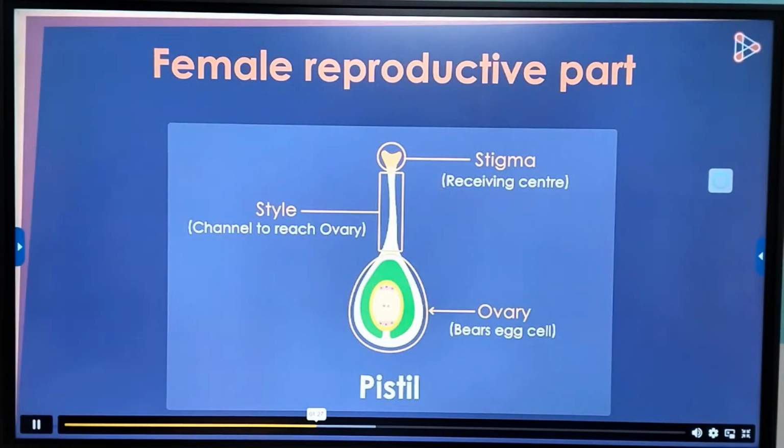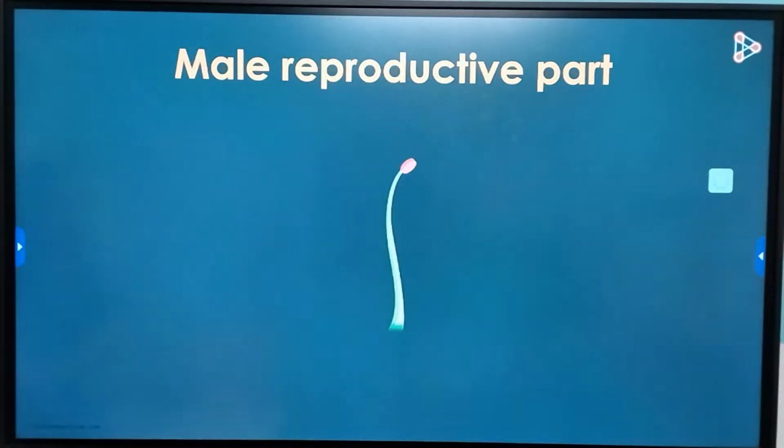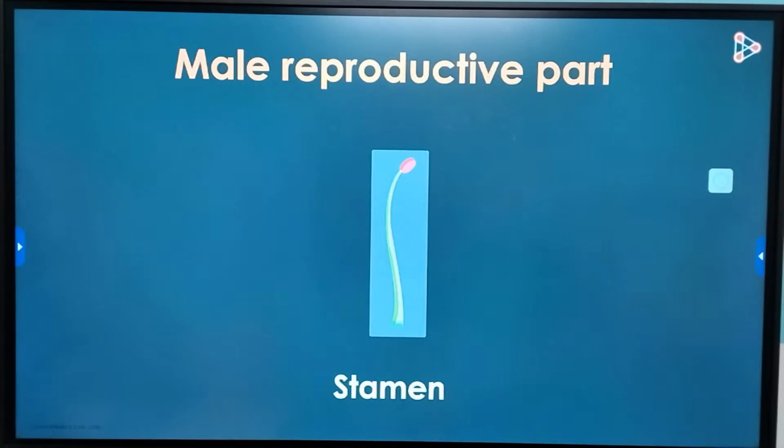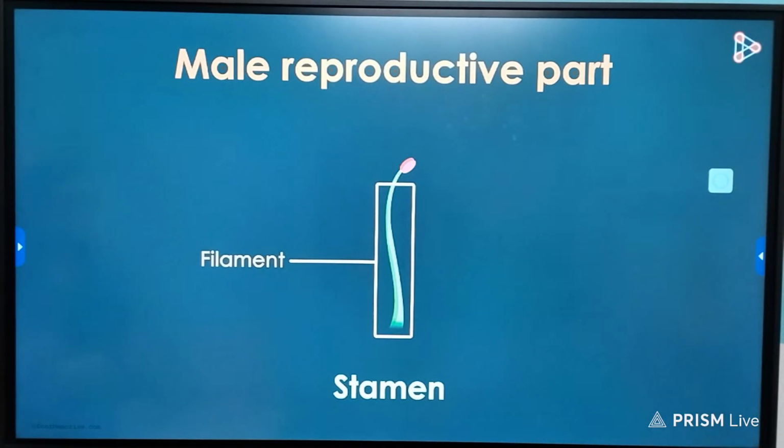Now let's have a look at the male reproductive part. What is it called? It is the stamen. This part of the flower consists of two major sections. This slender section is called the filament and this bag on top is called the anther.